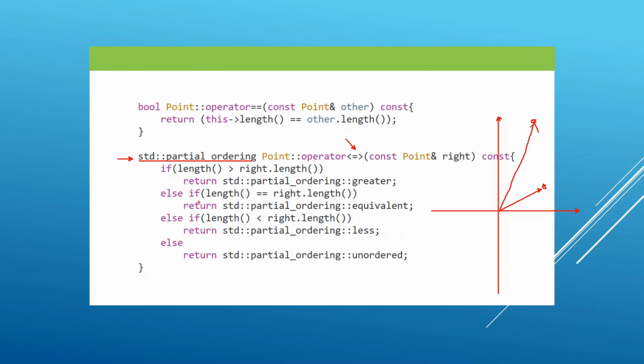The body of the function is really simple. We're going to test and see if the length for the left object is greater than the length for the right object. If that's the case, we're going to return std::partial_ordering::greater, meaning that the left operand is greater than the right one. If the lengths are equal, we're going to say that they are equal. We're going to return std::partial_ordering::equivalent. And if the length of the left object is less than the length of the right object, we're going to say that the object on the left is less than what we have to the right. And we're going to say that using std::partial_ordering::less that we return from our function here.